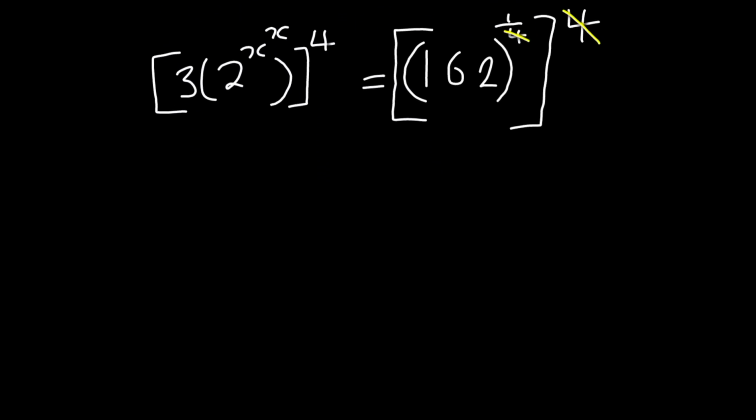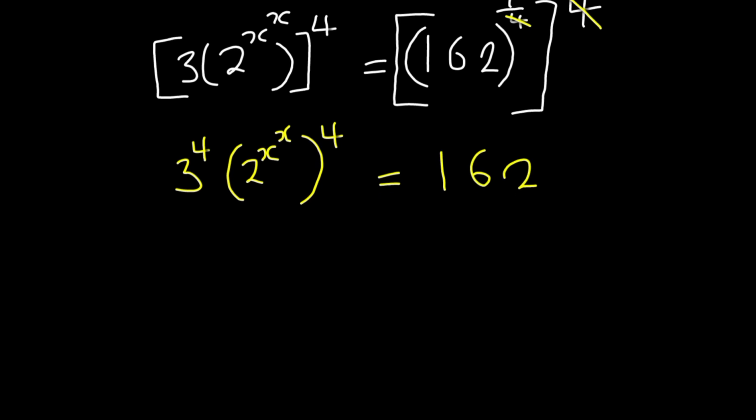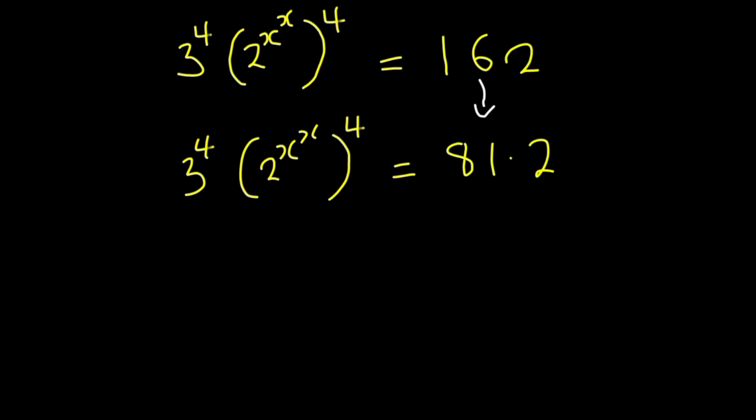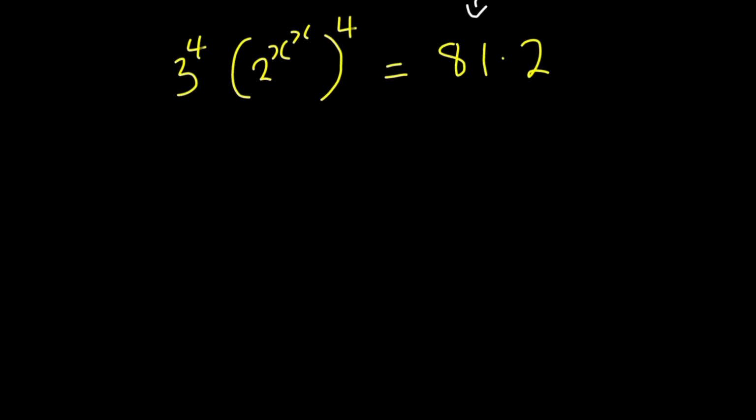And then we share the power of 4, so we have 3 to the power of 4, then times 2 to the power of x to the power of x, all to the power of 4, and this equals 162. Because we have a base of 3 and we have a base of 2, therefore we can rewrite 162 as 81 times 2. And also 3 to the power of 4 gives us 81, then times 2 to the power of x to the power of x, all to the power of 4, and it gives us 81 times 2.